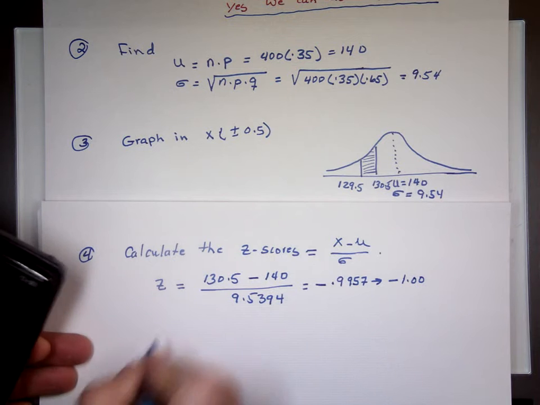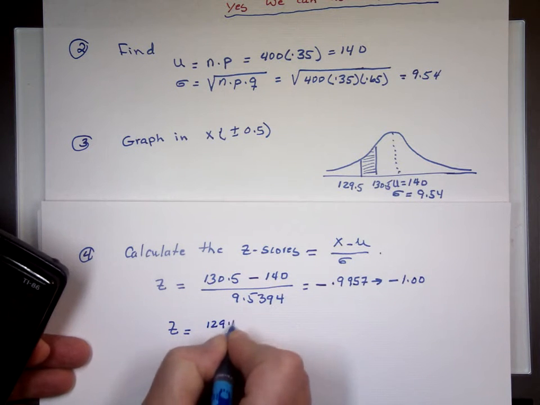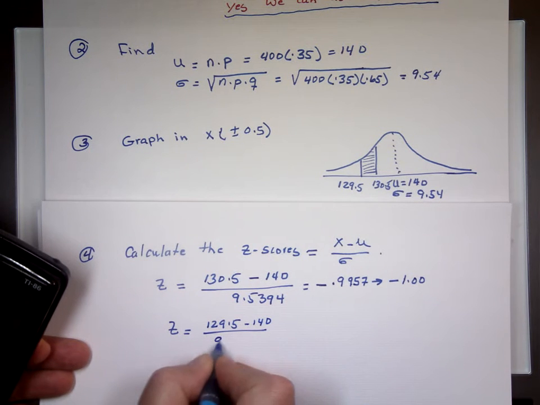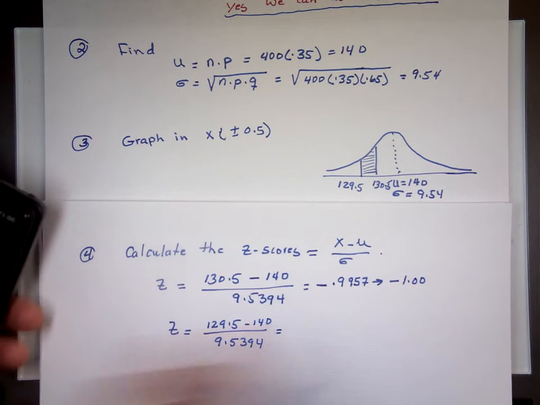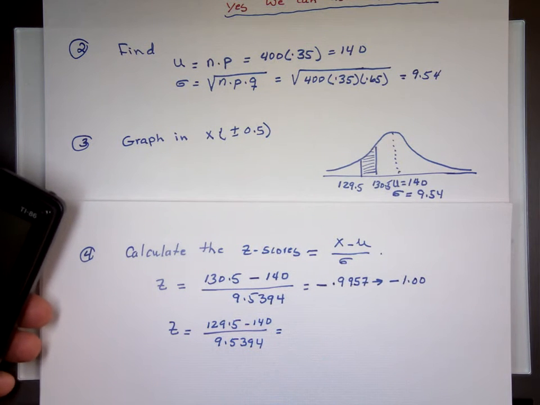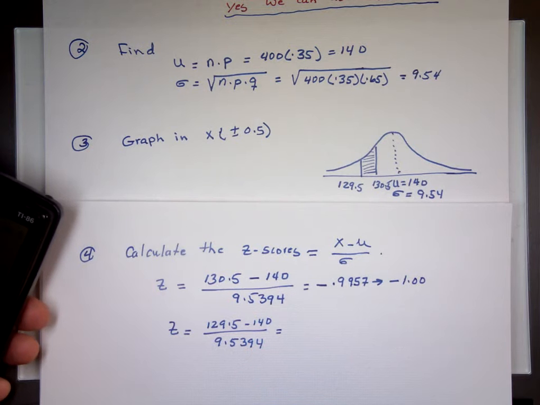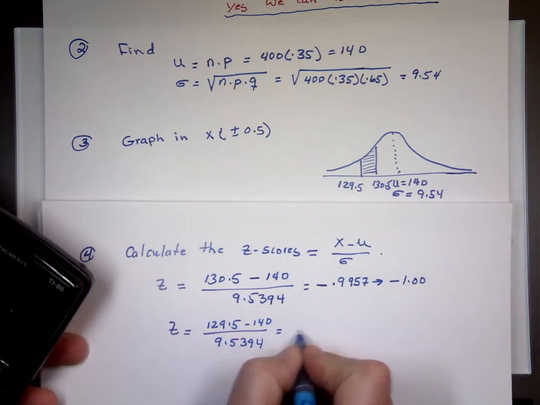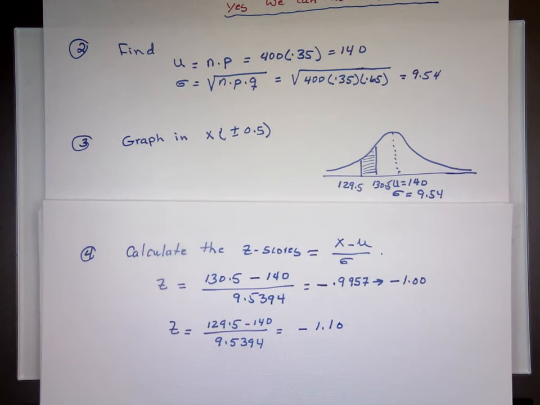And the Z value for the other number, which is 129.5 minus 140 over 9.5394, is negative 1.10 when you round to 2 decimal places.